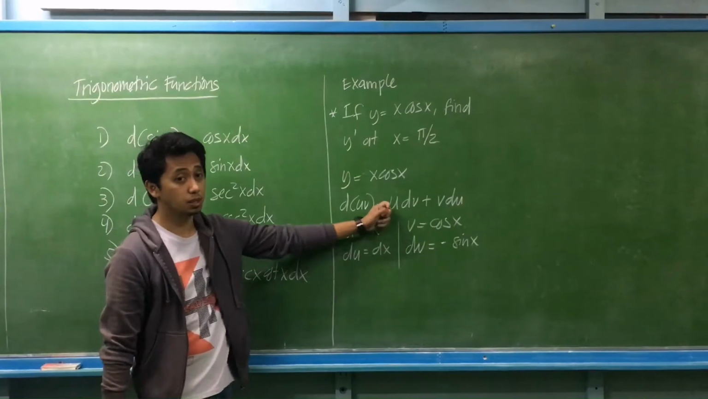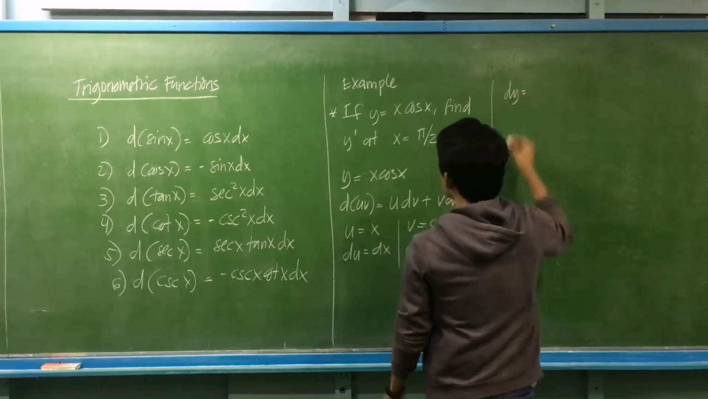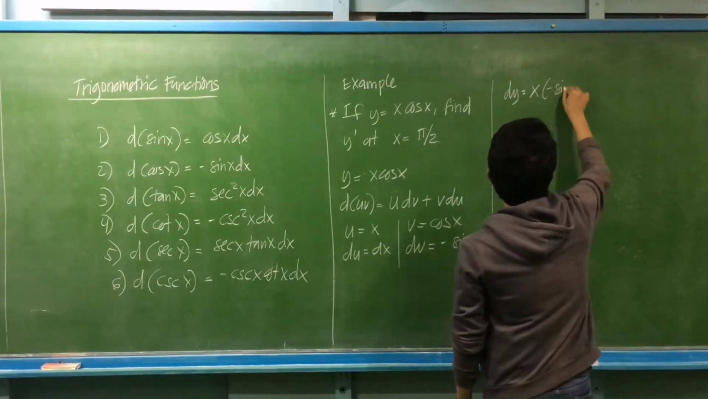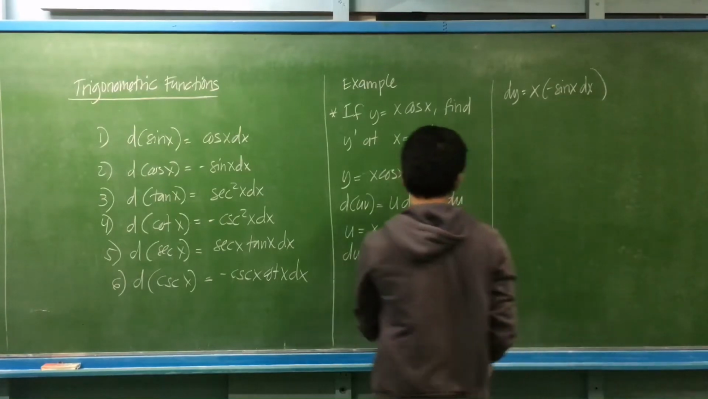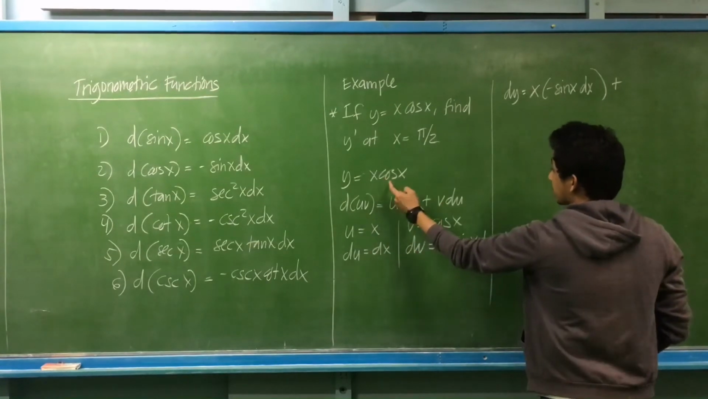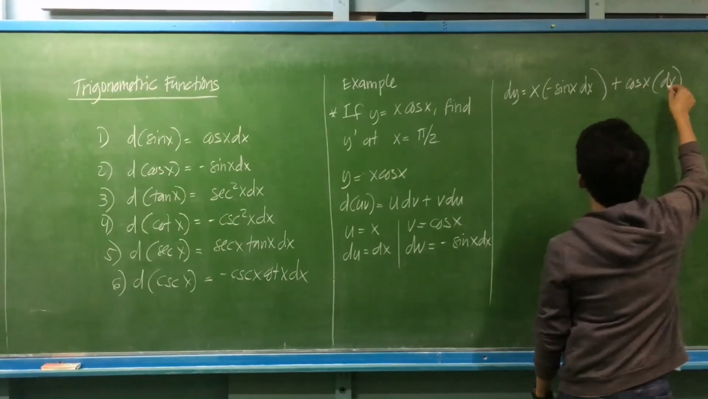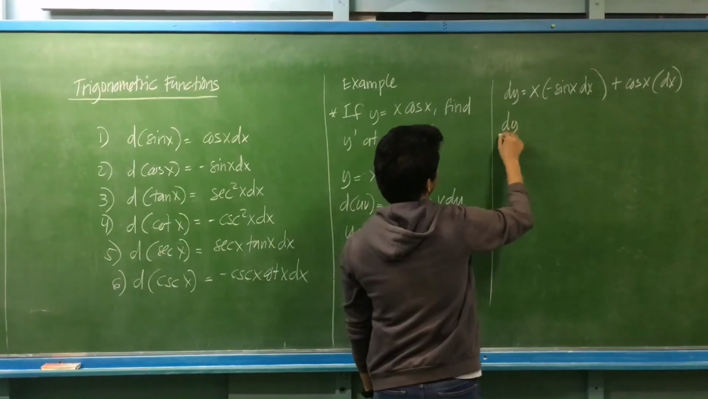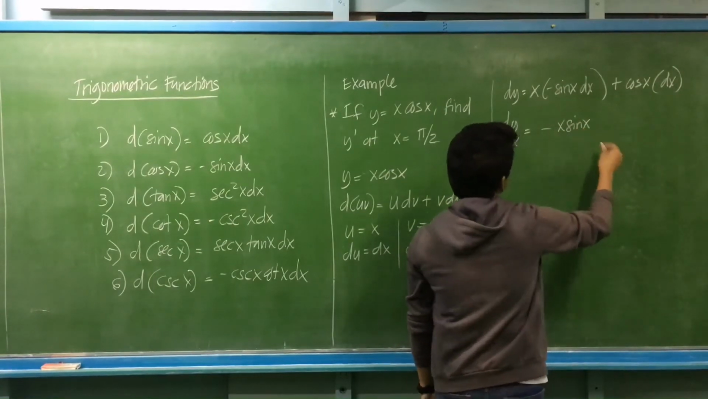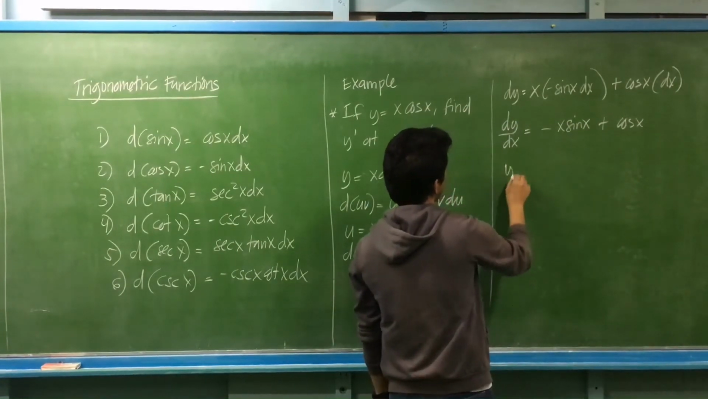So all you have to do is substitute. We have dy is equal to u, that is x, times the derivative of the second term, negative sine x dx, plus the second term, cosine x, times the derivative of the first term, dx. So dividing all terms by dx, we have dy over dx equal to negative x sine x plus cosine of x. This is the same as y prime.